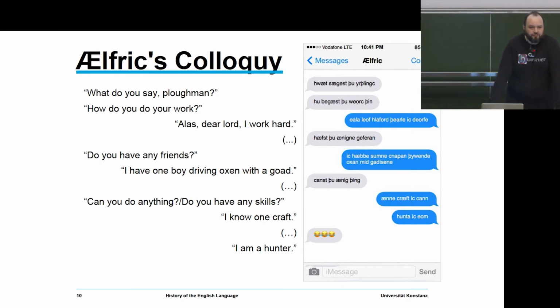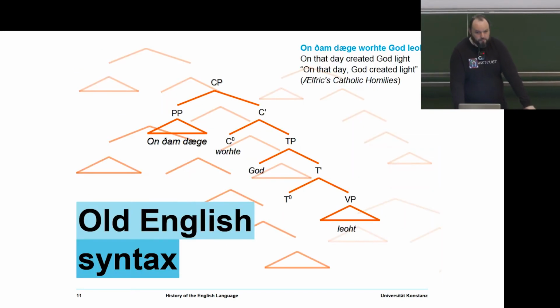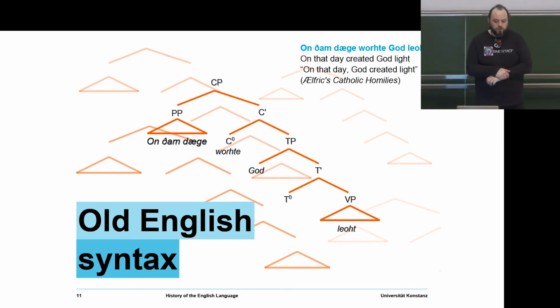Okay. So that's just to give you some concrete examples of the kind of contexts in which these verb endings appear in Old English. Right, are there any questions?